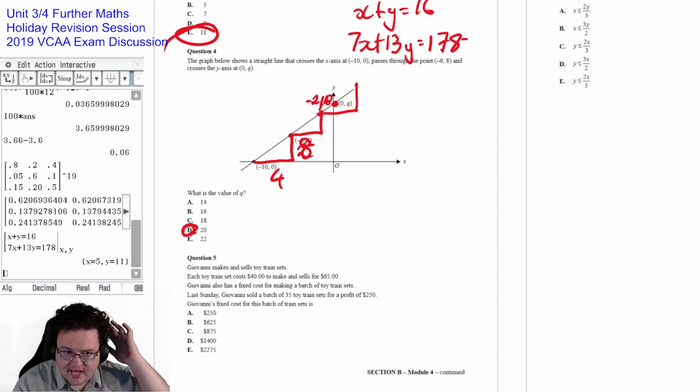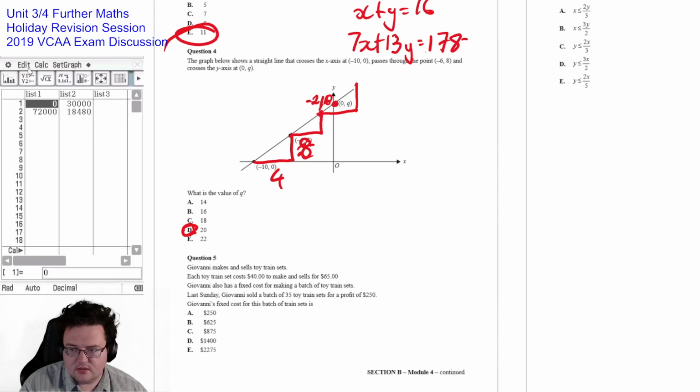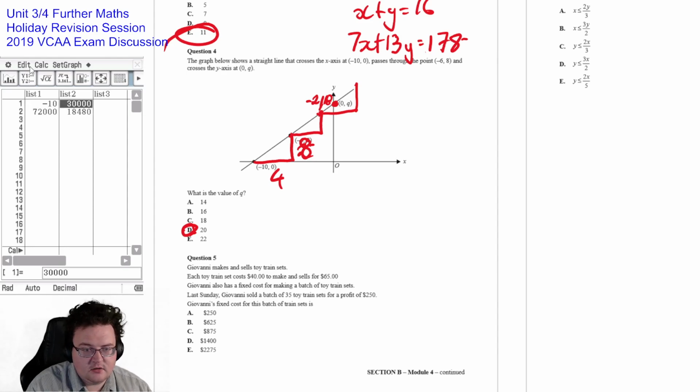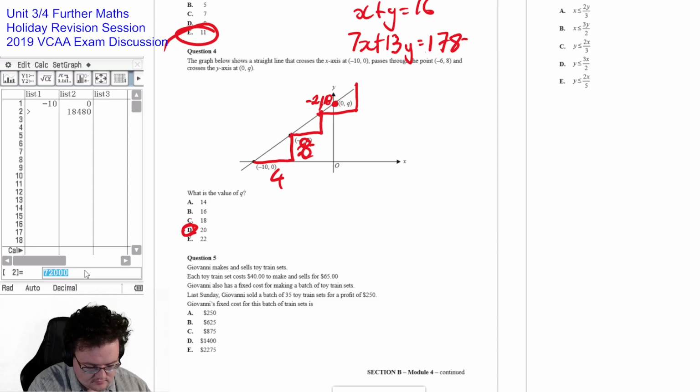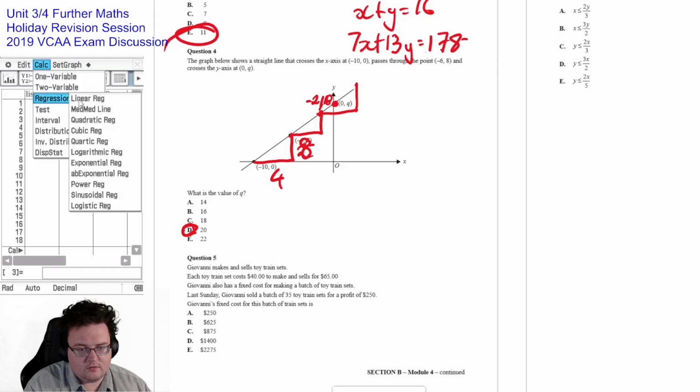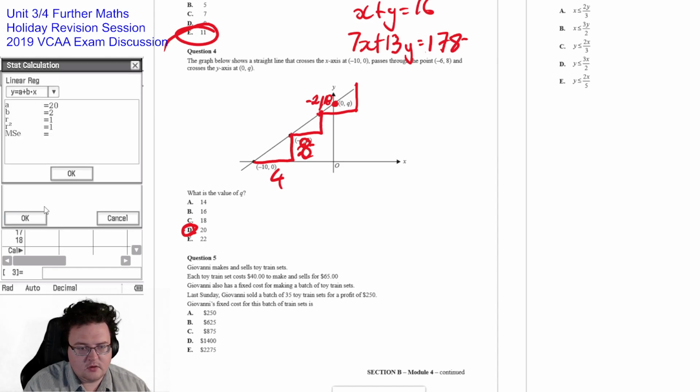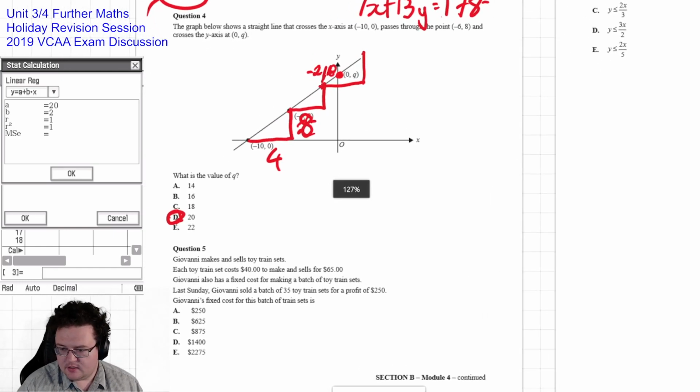You could, on your CAS, do this instead. Menu, statistics, -10, 0. Or do the other point of -6 and 8. Calc, regression, linear regression. And it gives you the answer A is 20, which is what we already worked it out to be. All right.